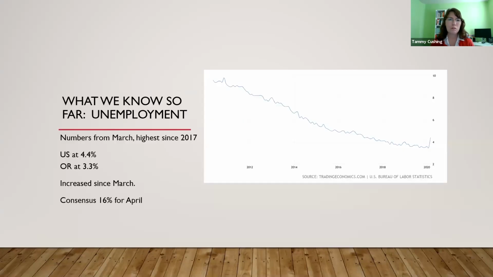Thank you. So what we know so far, if we start looking at that bigger level, and you all have heard these numbers, I'm sure, or you've stuck your fingers in your ears and don't want to hear these numbers. The numbers from March are the last reported data on unemployment. And right now, as far as the March numbers, that's the highest we've had since 2017. In the US overall, we were at 4.4%, which doesn't sound very high, and Oregon was at 3.3.